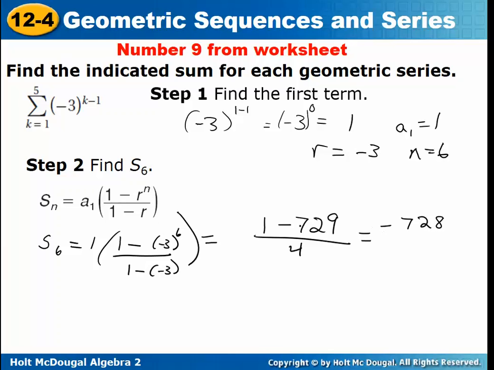So we simplify and we get negative 728 divided by 4, and that is equal to negative 182. So that means that S of 6, the sum of the first 6 terms, would be negative 182.